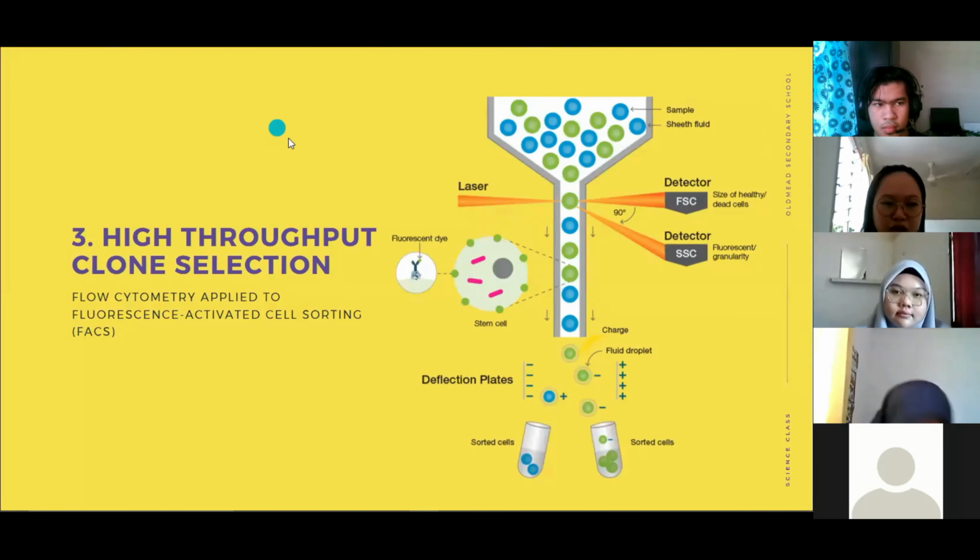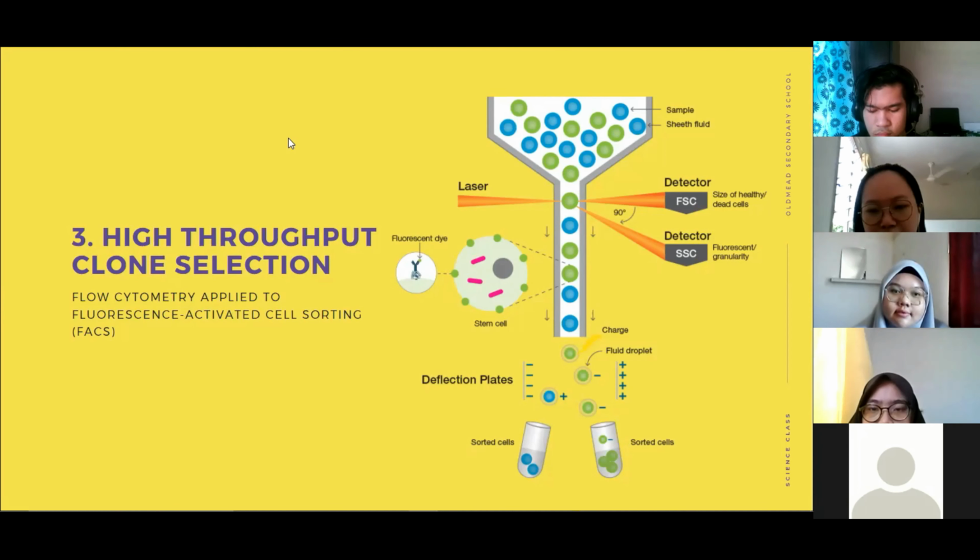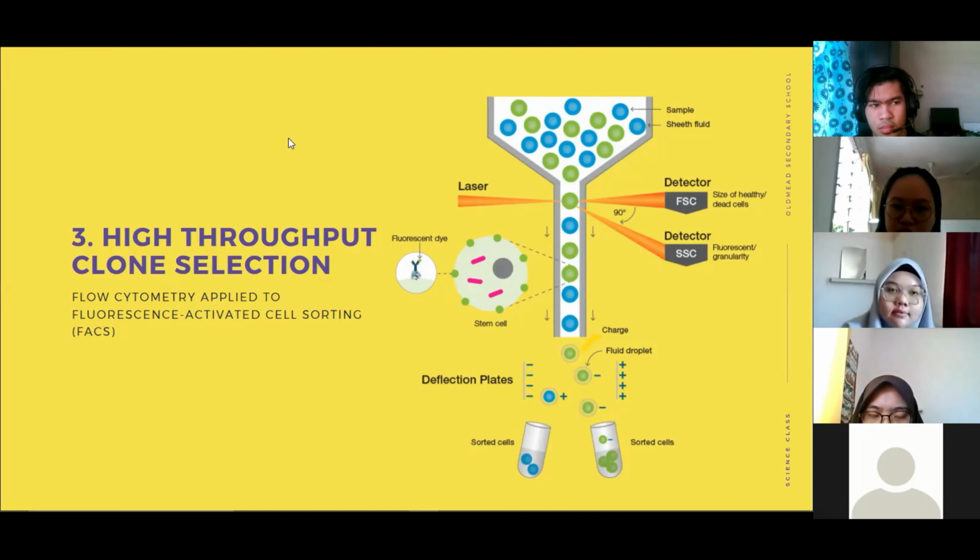So I will continue with the third improvement in production of MAB, which is the high throughput clone selection, which means select the clone in high quantity. So scientists utilize flow cytometry to select the cell line that are producing MAB from those that are not. And in order to increase the sensitivity of the flow cytometry, scientists actually utilize another type of flow cytometry technique, which is known as FACS.